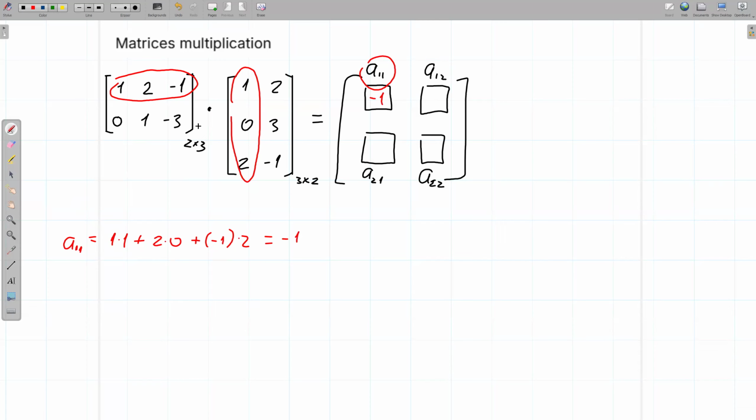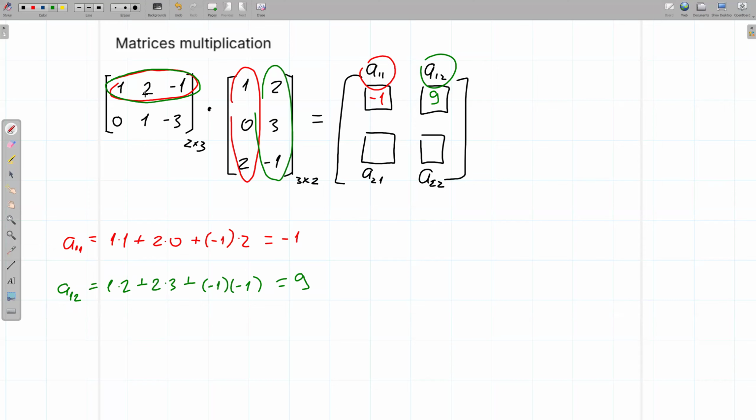What about, let's multiply now the first row with the second column of this matrix. This will determine element A12, first row, second column. Let's multiply. So A12 will be 1 times 2 plus 2 times 3 plus minus 1 times minus 1, which is what? So 2 plus 1, it's 3, plus 6, it's 9.